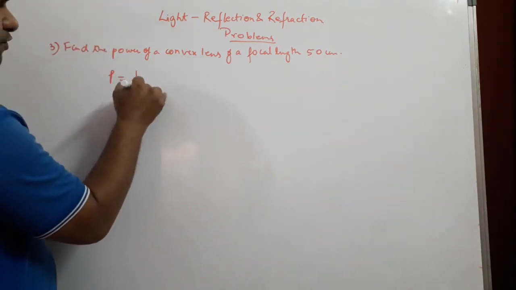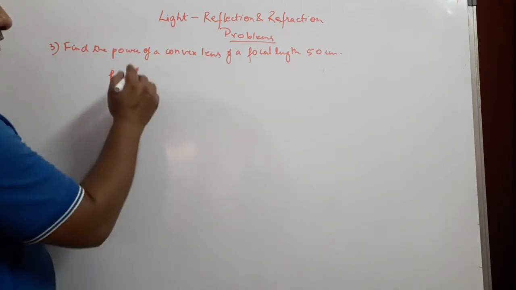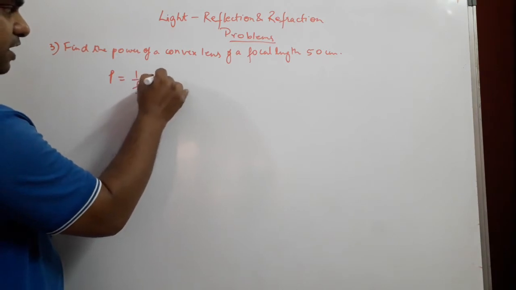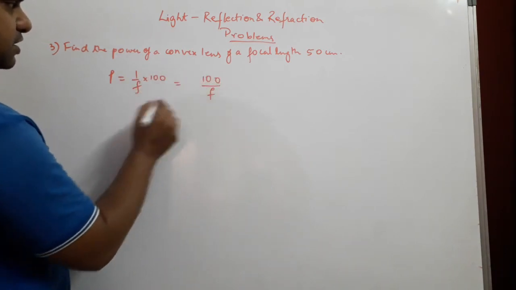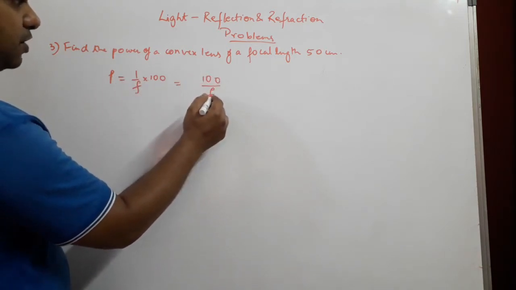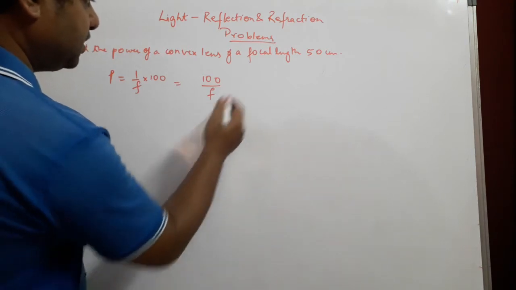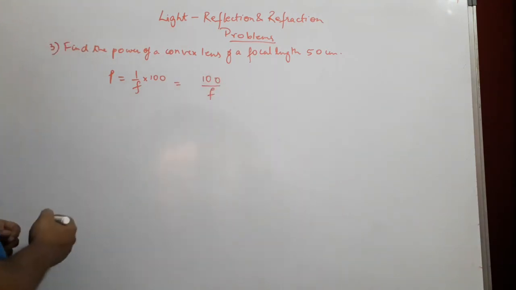Usually the formula is P is equal to 1 upon f. But whenever there is centimeters, to convert it into meters, we multiply this by 100 and then this becomes 100 upon f. The formula just changes from P is equal to 1 upon f to P is equal to 100 upon f. Then it will be written in meters.